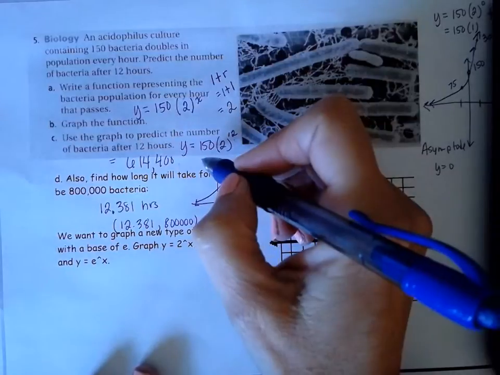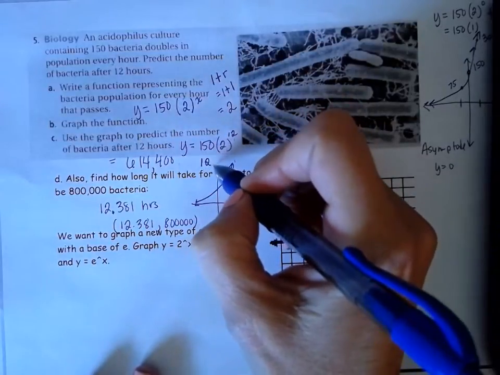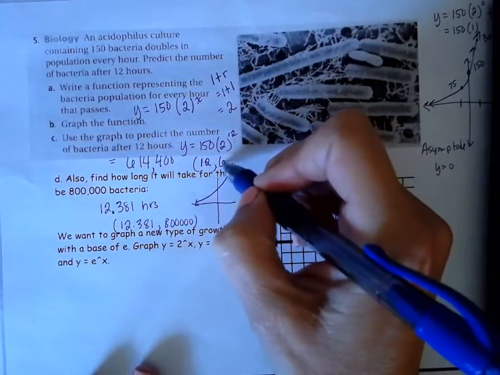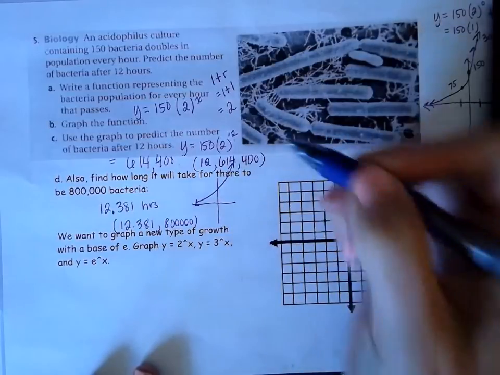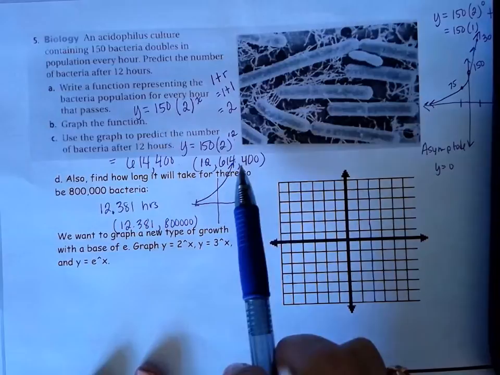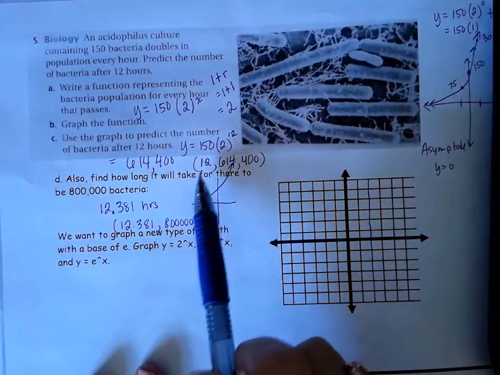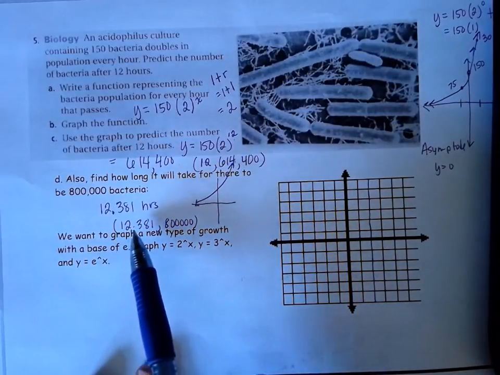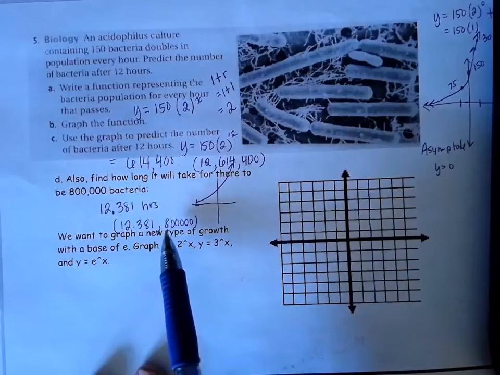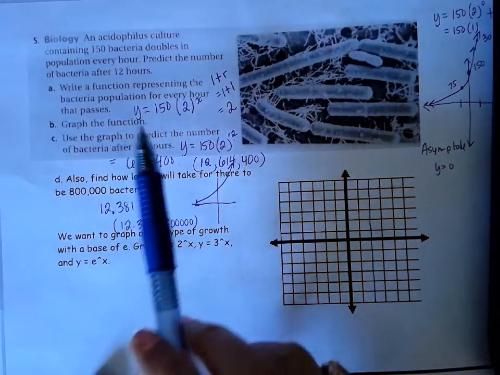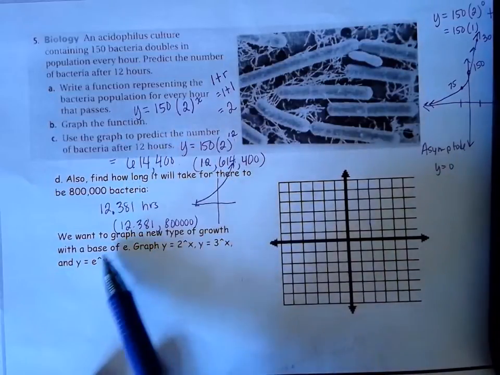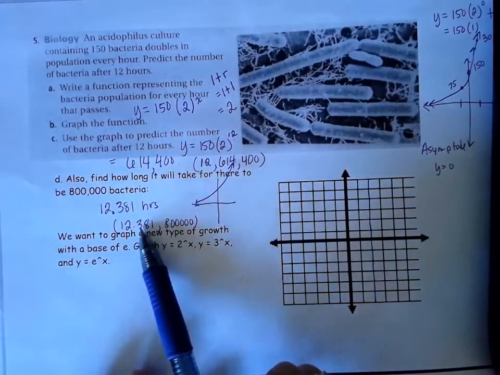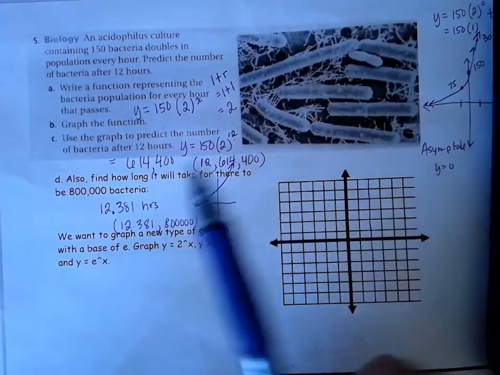All right, the point we found for part C would be 12, comma, 614,400. In part C, we knew the X, and we were looking for Y. In part D, we knew the Y, but we were looking for X.